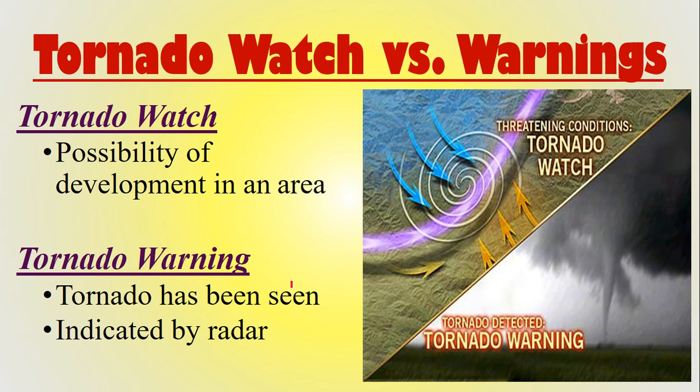Sometimes you get tornado watches and tornado warnings. A tornado watch means that the conditions are there for development. It could possibly develop. It means be cautious, be on alert, but it's not like it's going to happen right then. A tornado warning either means that it was indicated by the radar that there's rotation and that a tornado could be forming, or that someone has seen the tornado on the ground.